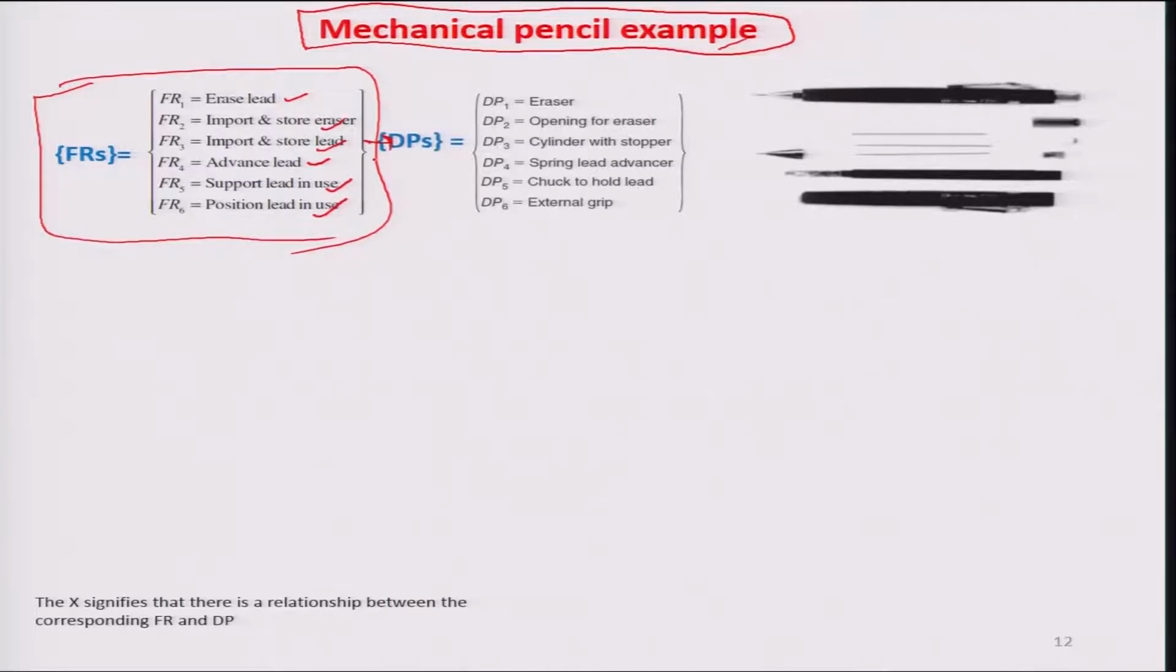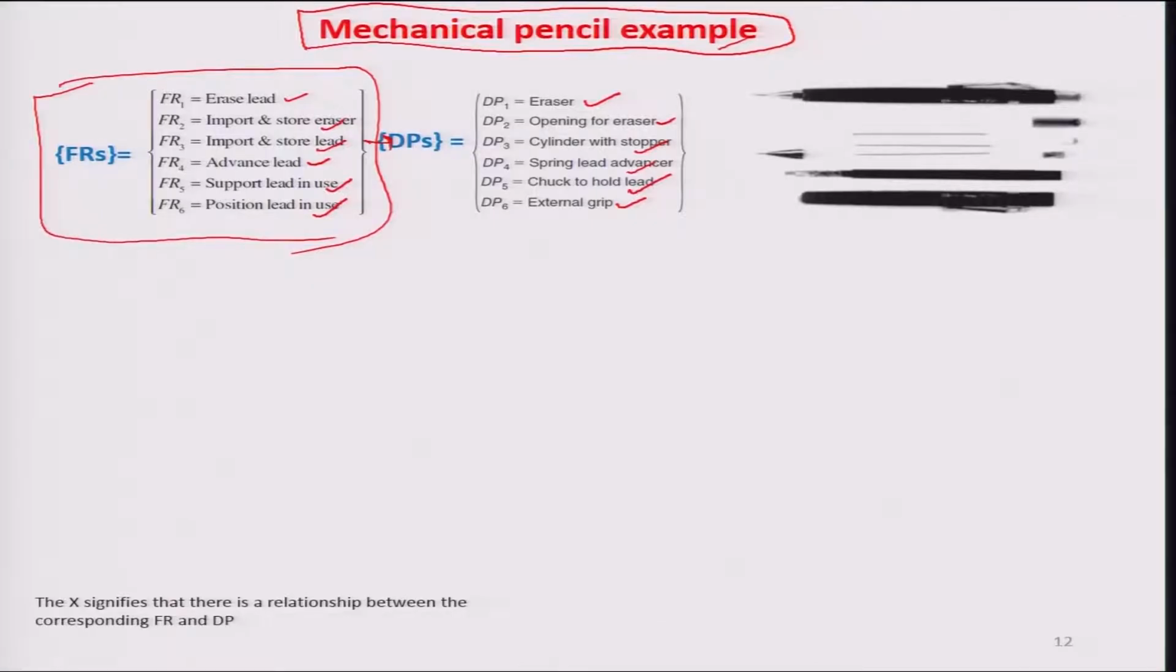So what are the designing parameters? First one is eraser. You will have to make use of eraser so that lead can be erased. Opening for eraser, cylinder with stopper, spring lead advancer so that there will be a much smoother writing, chuck to hold lead, and external grip to hold pencil in a better way.